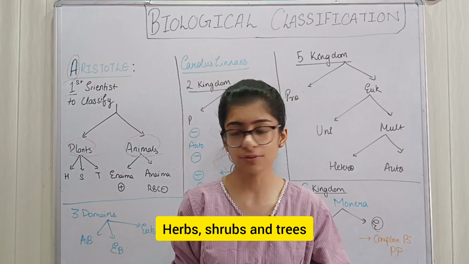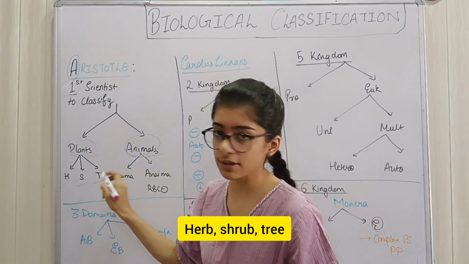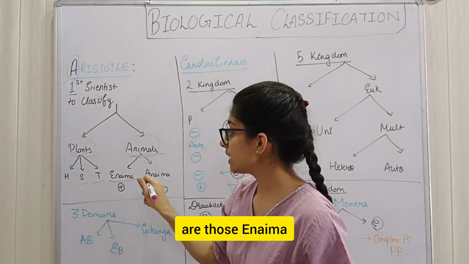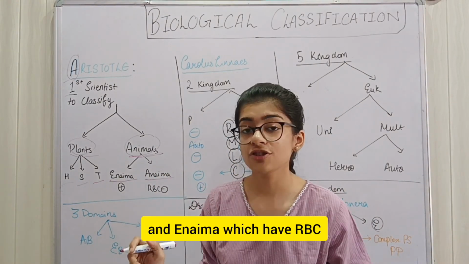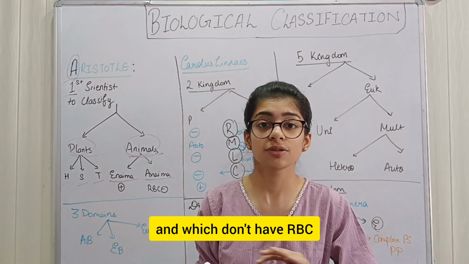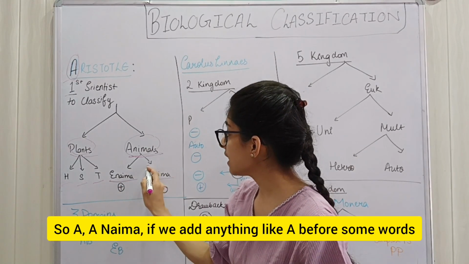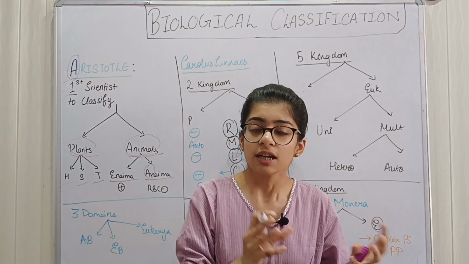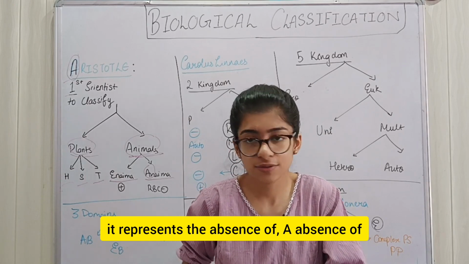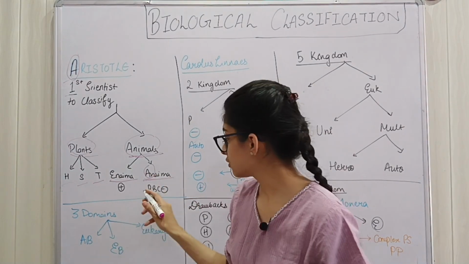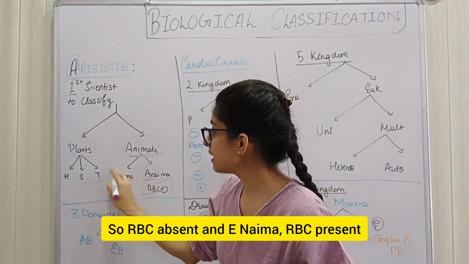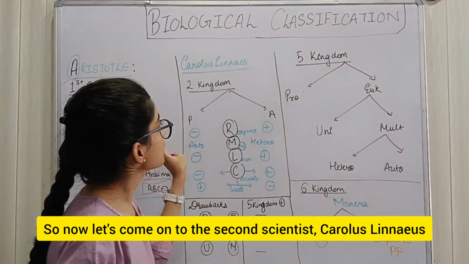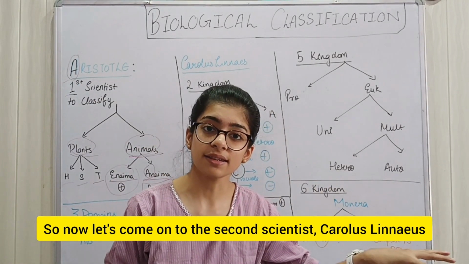In plants and animals, what type of plants can you see outside? Herbs, shrubs and trees. Herb, shrub, tree. Then animals. Animals are those Enaima and Anaima, which have RBC and which don't have RBC. If we add anything like A before some words, it represents the absence of. A, absence of. So, RBC absent. And Enaima, RBC present.